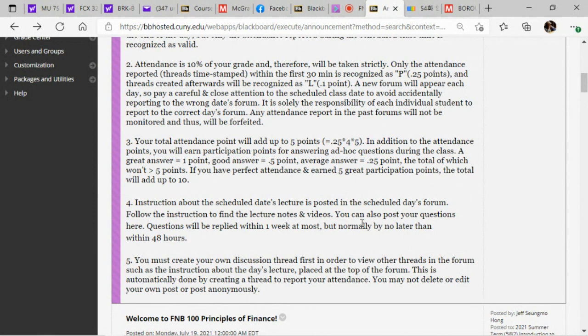And if you got perfect attendance and gave me 5 great answers, you get 10 for attendance and participation. So then the weighted average of all of that will be 100. Okay, but think about it. That's not realistic because it's not likely that you are going to get 100 in everything. So let's say you got less than 100 in each exam.